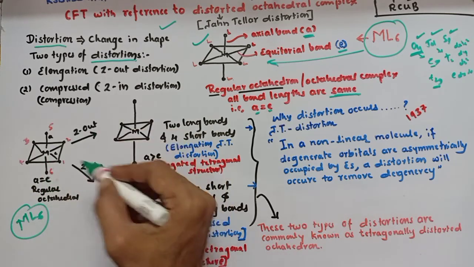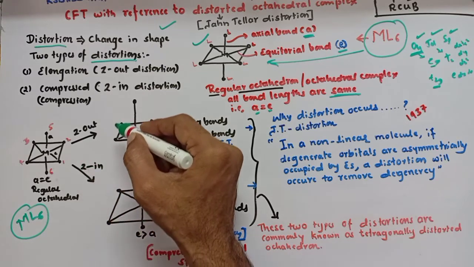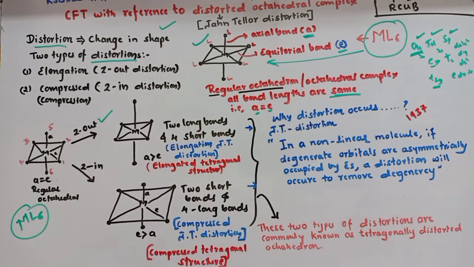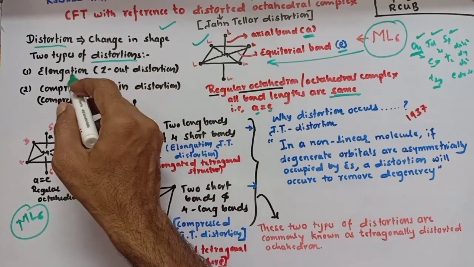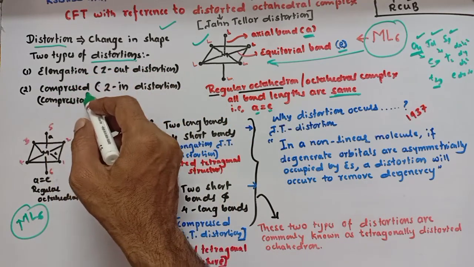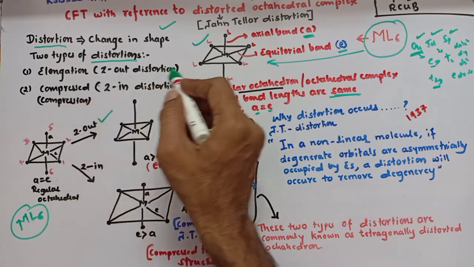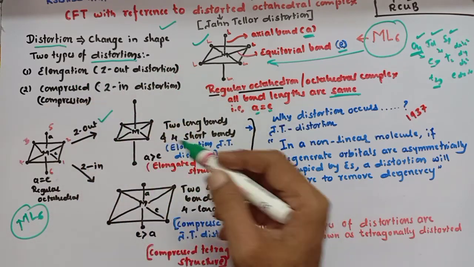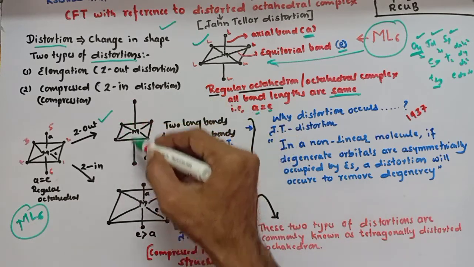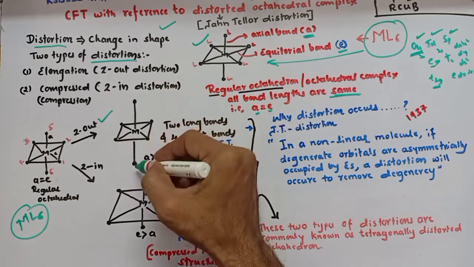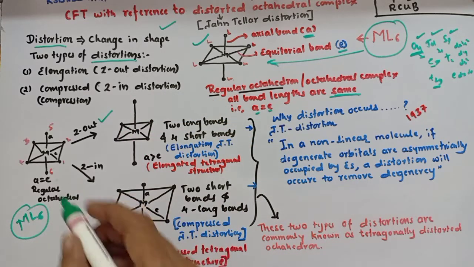Now, in any complex, if elongation takes place, that means Z-out distortion will take place. There are two types of distortion. One is known as elongation, another one is compression. This elongation distortion is also known as Z-out distortion. That means in an octahedral complex, if Z-out distortion takes place, definitely there will be 2 long bonds and 4 short bonds. Let us see that one.